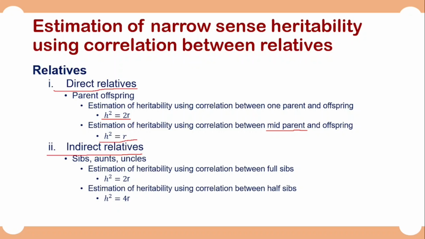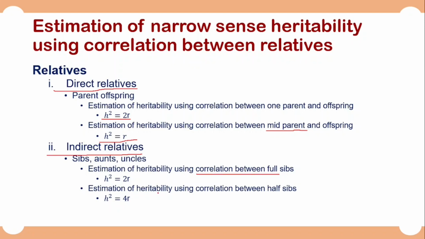Now let's talk about the indirect relatives. Indirect relatives might be the sibs, aunts and uncles. So if you have data on sibs or cousins or uncles and aunts, then you can also estimate heritability using the correlation coefficient method. Let's say if you have data on sibs, then you can estimate heritability using correlation between the full sibs. And if you use this method, then the heritability would be equal to twice the correlation coefficient, because the genetic relationship between full sibs is 50%.